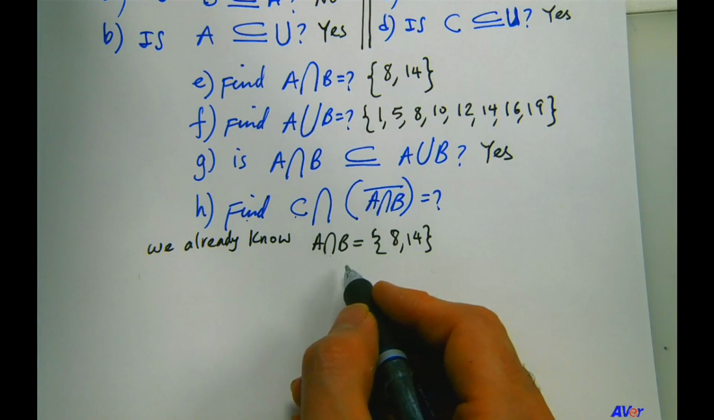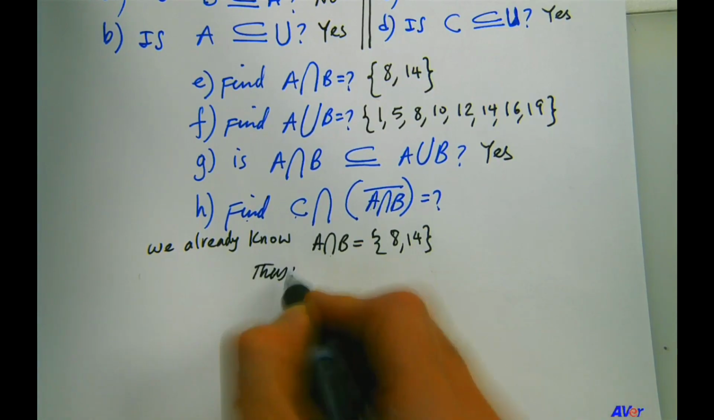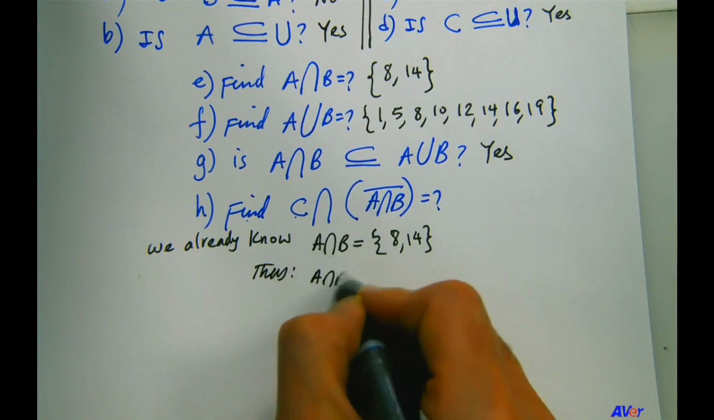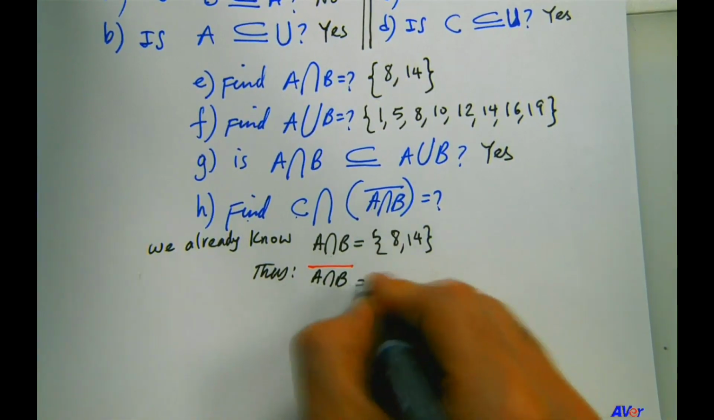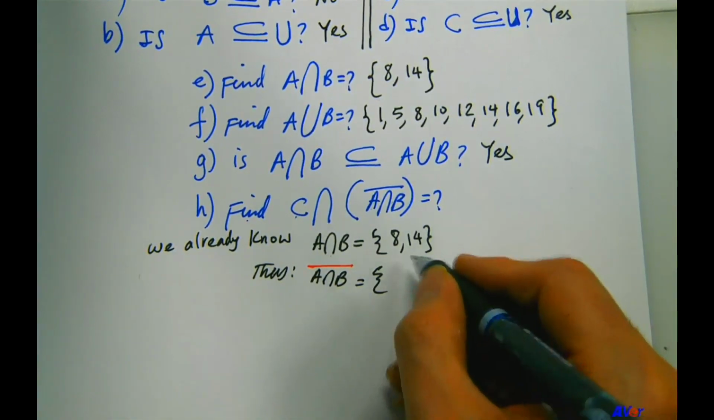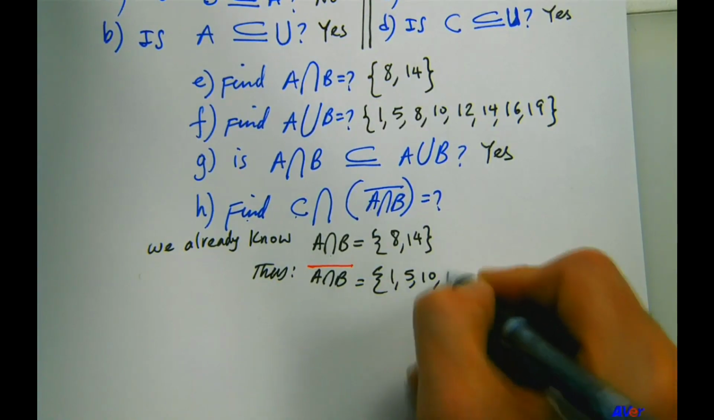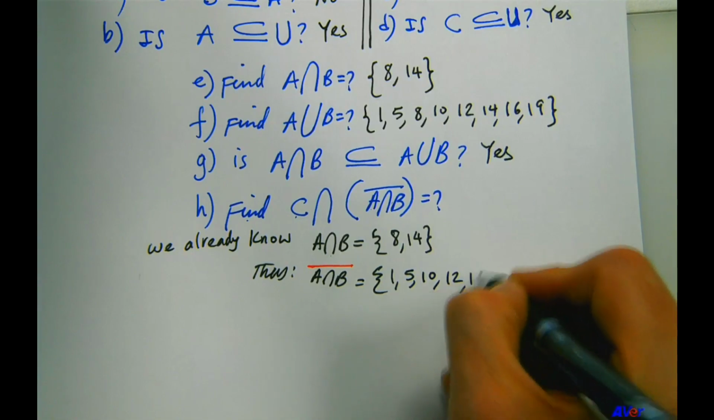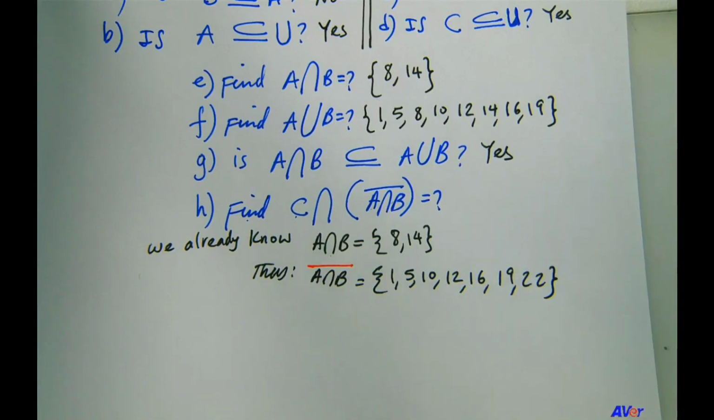And so, therefore, A intersection B bar is equal to 1, 5, 10, 12, 16, 19, and 22. So I'm going to double check this with what I already have. Yep, okay. So that's A intersection B bar.